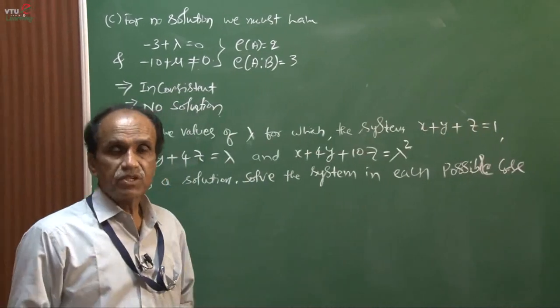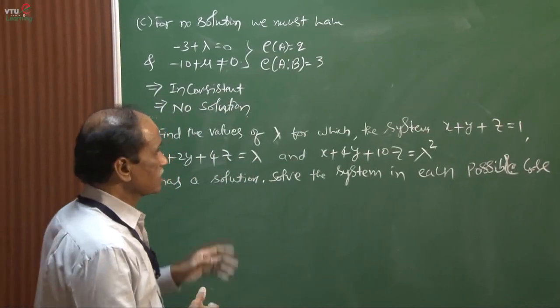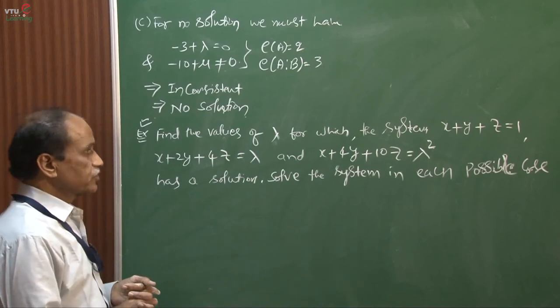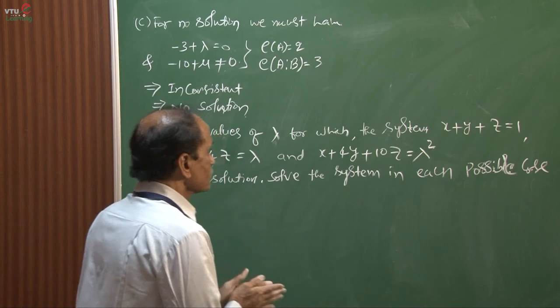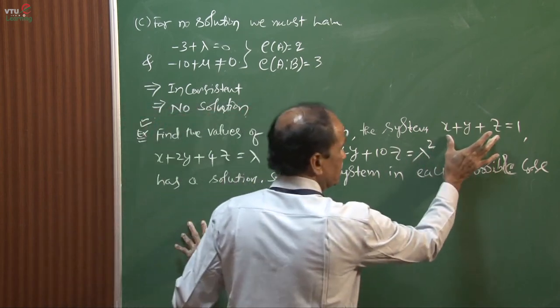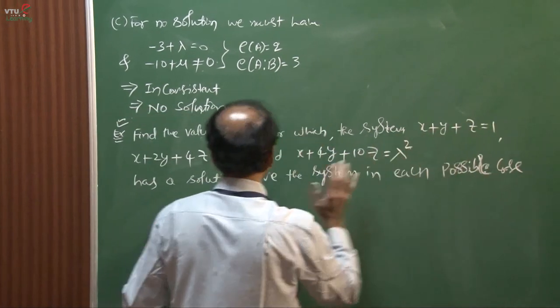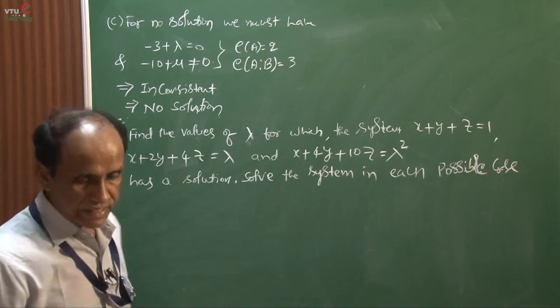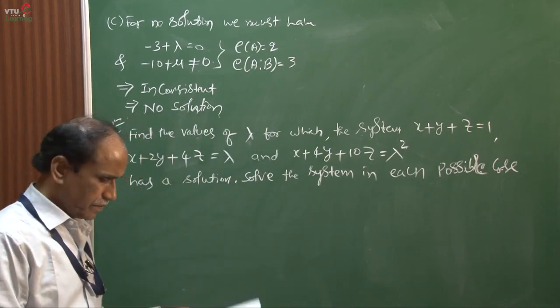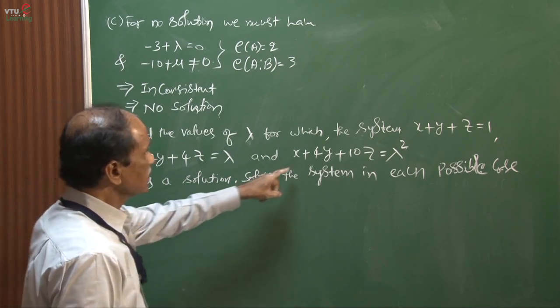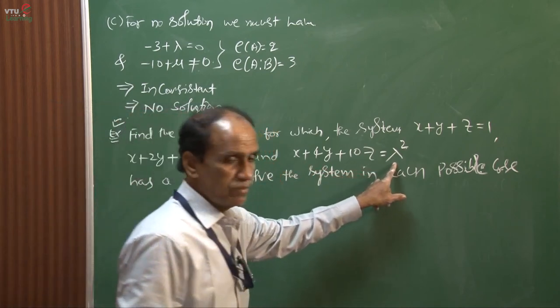What is the type of solution you are going to expect here? This is a very important situation that you are going to take up here. The first equation is not containing lambda. The second equation contains lambda. And the third equation contains lambda square.